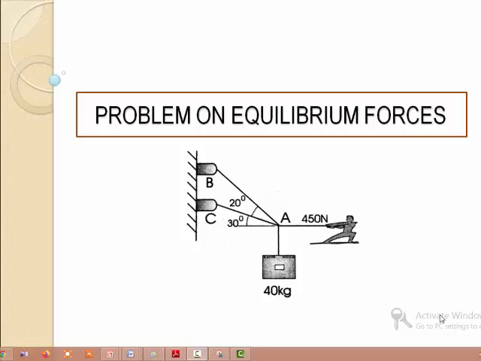When the resultant of a system of forces is zero, then the system is said to be under equilibrium condition. The forces acting on a system which is under equilibrium are known as equilibrium forces. So let us solve a problem on equilibrium forces.